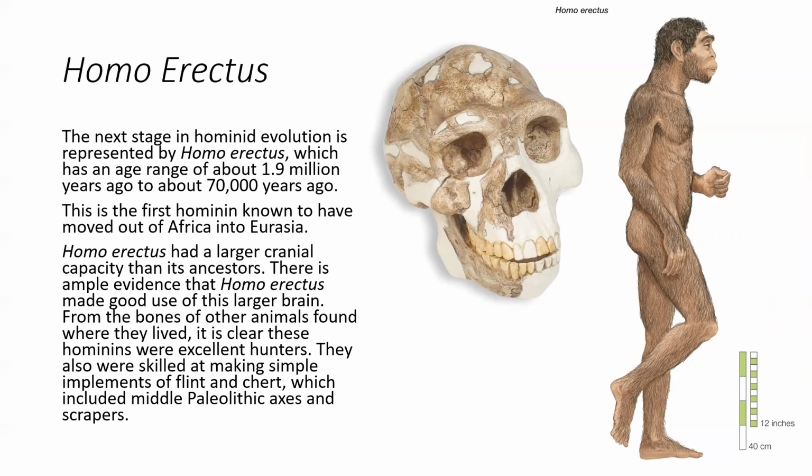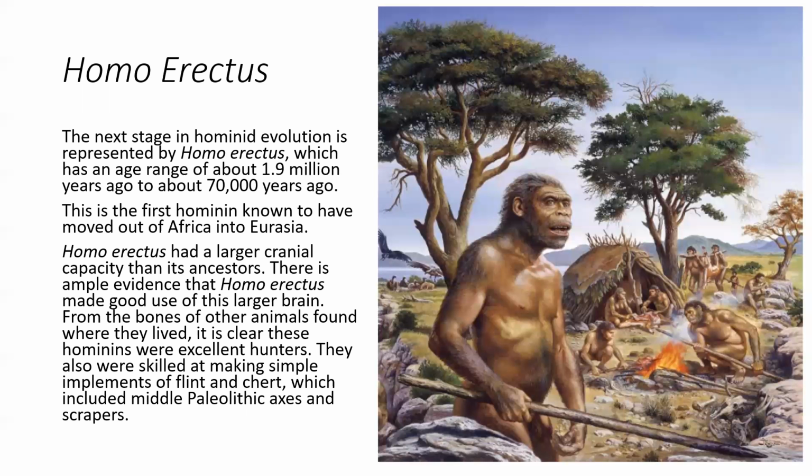And there's ample evidence that Homo erectus used this large brain from the bones of other animals that were found where these organisms lived. It's clear that they were excellent hunters. They were also really skilled at making simple implements out of flint and chert, things like axes and scrapers. Okay. So they would have looked a lot like this, looking very, very human, right? Living in communities much like we would, right? So very human, having a lot of human cultures.